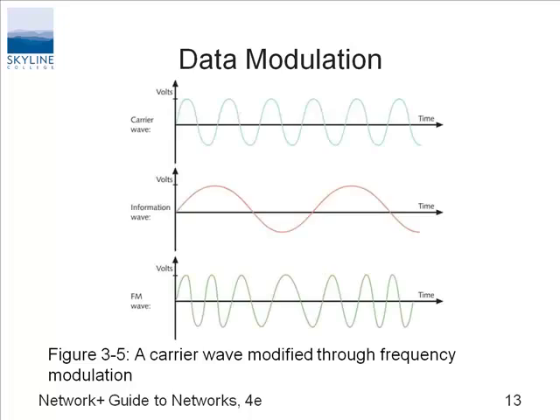Data modulation. This is where we actually put information onto the frequency that your radio station worked on. What do we call that frequency, that 96.3? What kind of frequency was that?